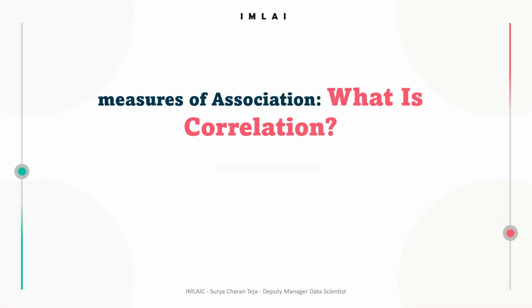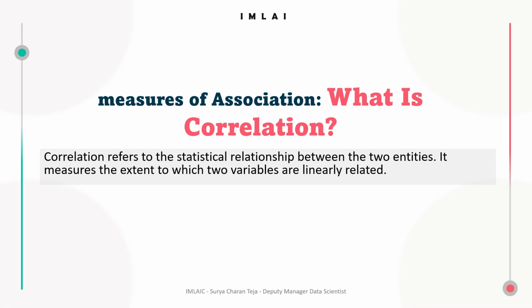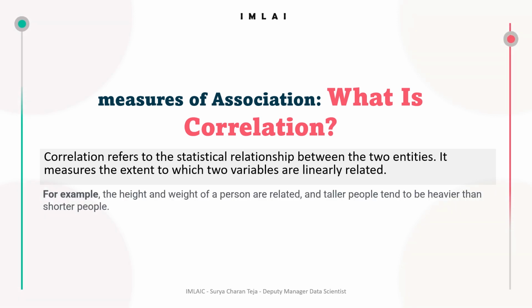Correlation refers to the statistical relationship between two entities. Normally, these two entities are continuous variables. It measures the extent to which two variables are linearly related. For example, the height and the weight of a person are related, and taller people tend to be heavier than shorter people.